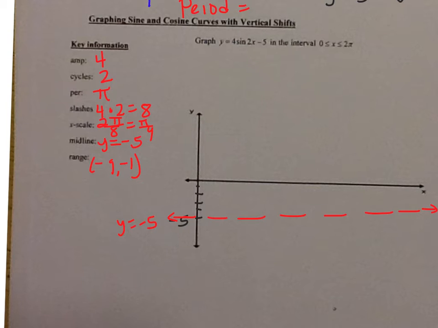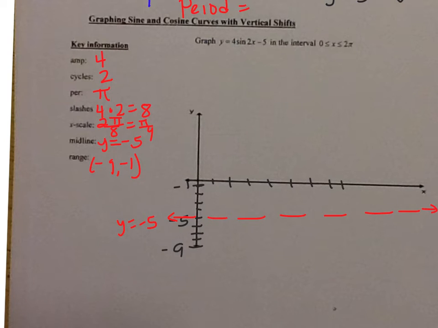Now my amplitude is 4, which means from -5 I'm going up 4, which is going to put me at -1. So label that -1. And it's going down 4, which is going to put me at -9, which is down there. All right, now I need 8 slashes. Try to make them equally spaced. So it'll be 1, 2, 3, 4, 5, 6, 7, 8.